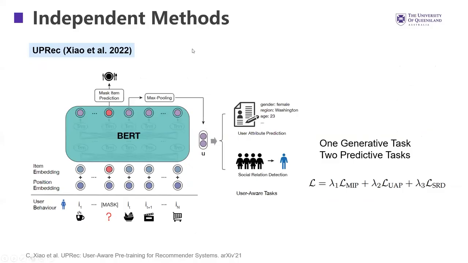So let's get back to the independent methods. In this type of method, different tasks work independently. In this model, we have three tasks: one generative task and two predictive tasks. We need to predict the masked items, which is the generative task, while we also need to predict the user attribute and the social relations between users. These three tasks work independently. They are not related.